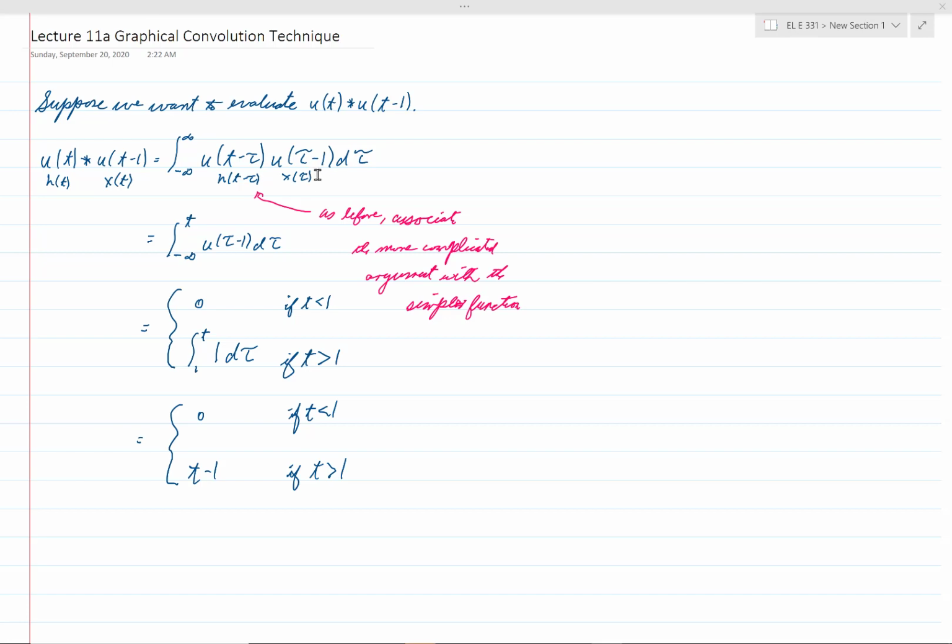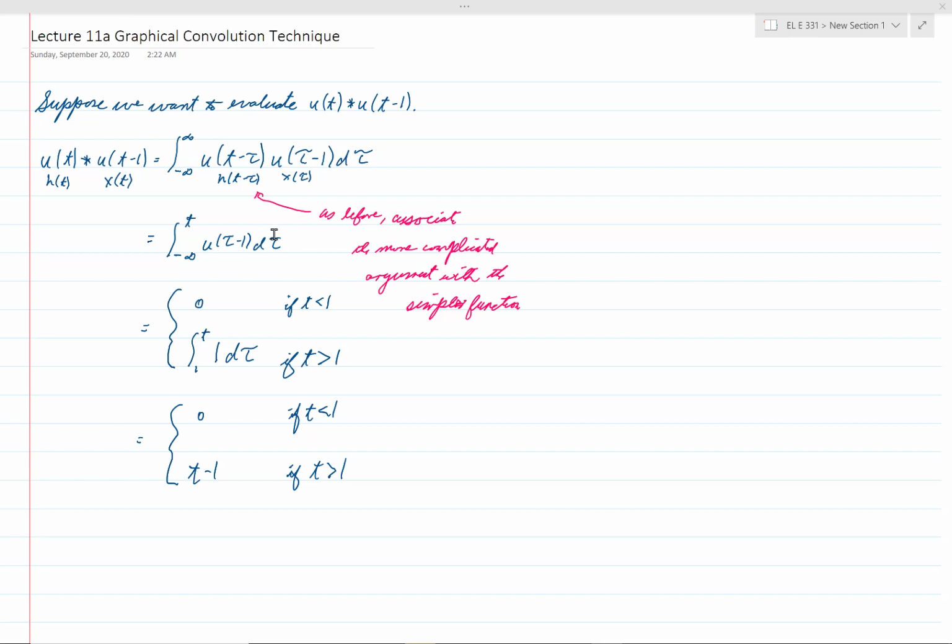Since h of t is u of t, h of t minus tau will be u of t minus tau. Similarly, since x of t is u of t minus 1, x of tau will be u of tau minus 1. As usual, in the convolution integral, we're integrating from negative infinity to infinity. Now we're going to do this in the usual way first, and then we're going to learn about a new technique.